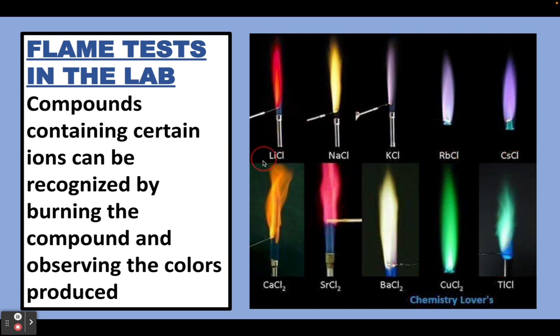Here you can see lithium producing a reddish color. Here sodium is producing a bright yellow color. Potassium, a sort of magenta color, if you will. Calcium down here is producing a really bright orange color, and so on. So you can identify what element there is by the color that you see, because again, different elements produce different wavelengths of light and therefore different colors.